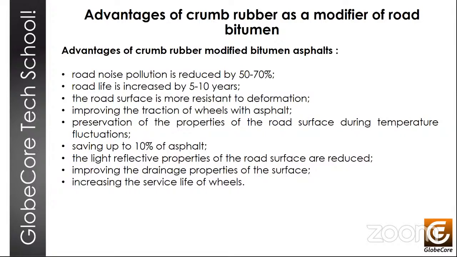The service life of such roads is increased by 5 to 10 years, and this is achieved because cracks form much less often on the surface, and this obviously saves money on road repairs. The road surface becomes more resistant to deformation. Bitumen modified with crumb rubber adds elasticity to the road surface, and as a result, rutting is reduced by as much as 75%.